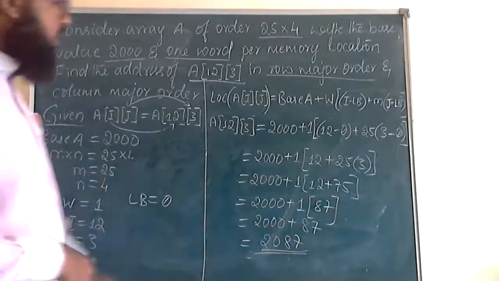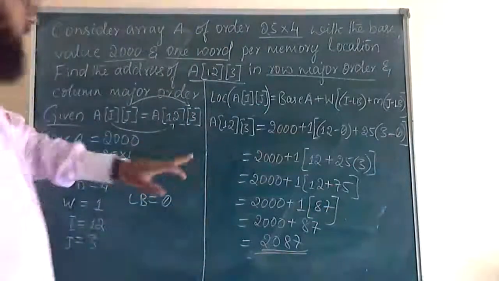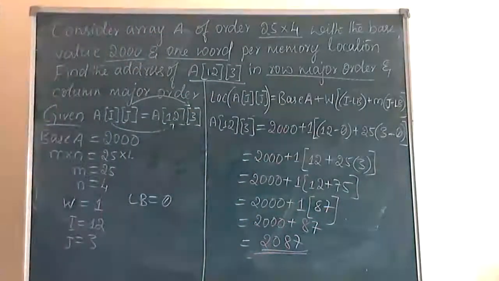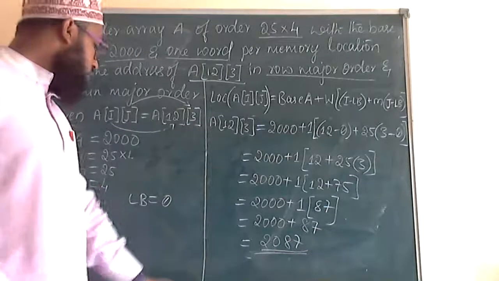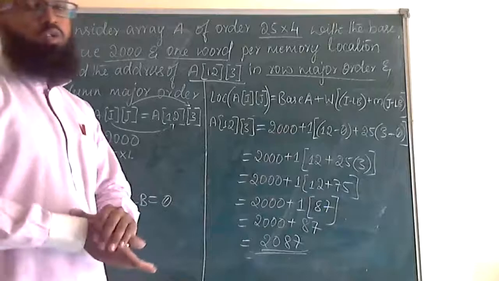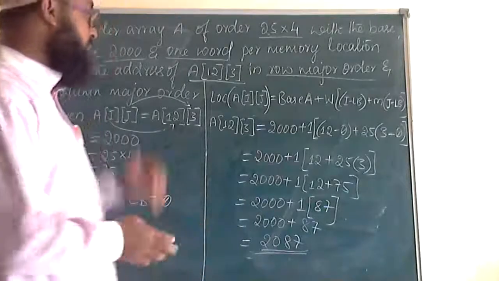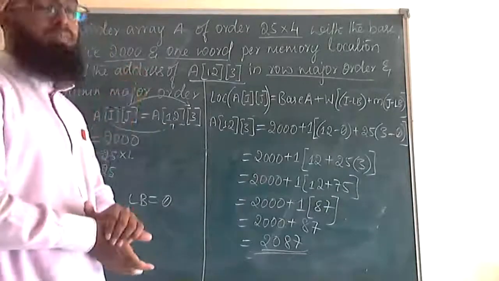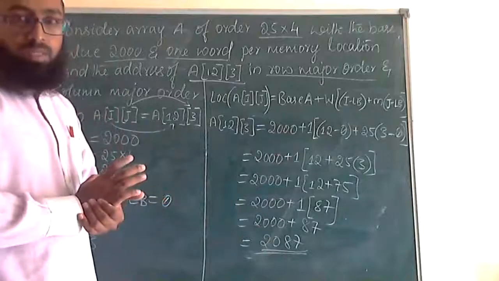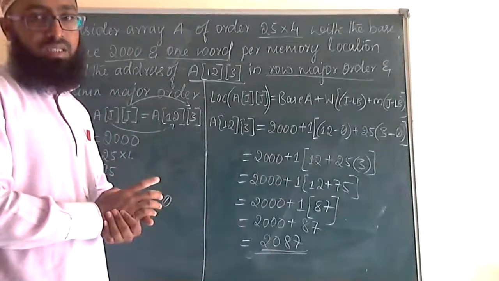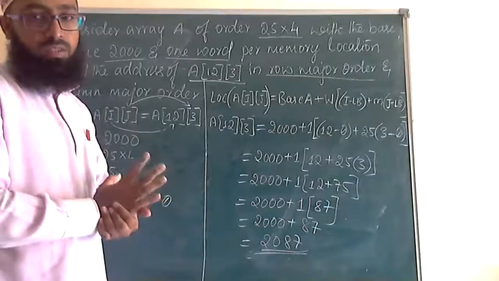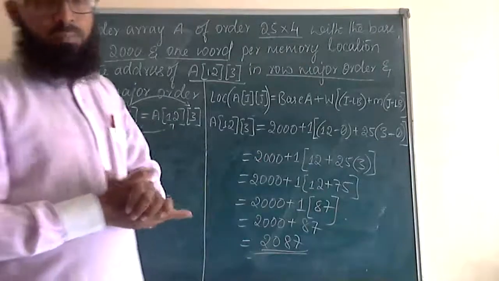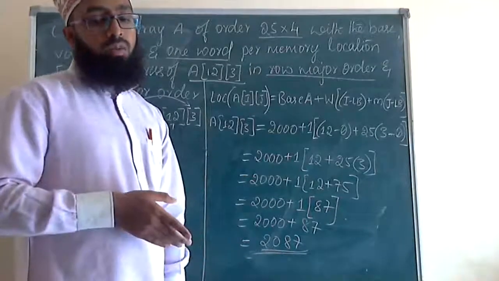First we got 2051 in row major order. Now we are done with column major order and we have got 2087. So dear student, this is regarding the two dimensional array. The most important thing here is row major order and column major order. This is very important for your examination. It will compulsorily be asked. Either a row major or column major problem will be asked, or else both will be asked in your exam.